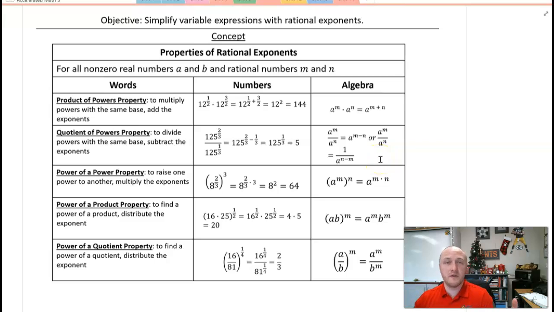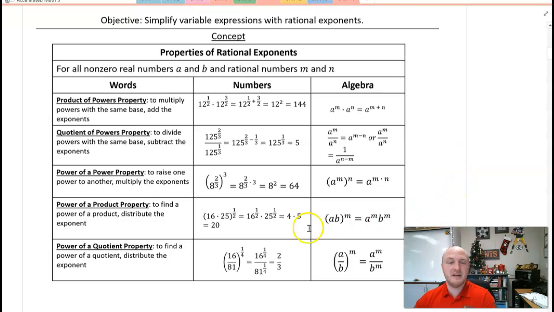Now, where do you want these? Do you want it in the numerator or the denominator? Well, it really depends upon which power is bigger because we want to keep our exponents positive. And we'll talk more about that in a bit. Okay, so those are your two foundational ones.